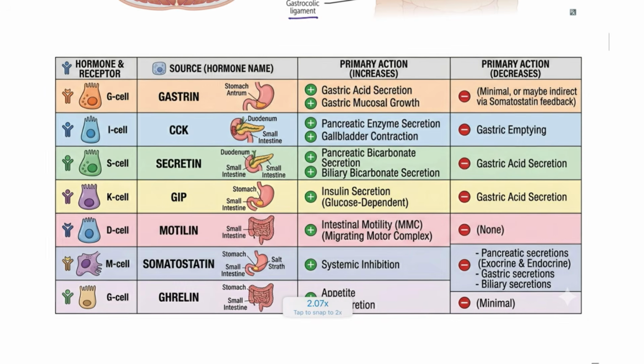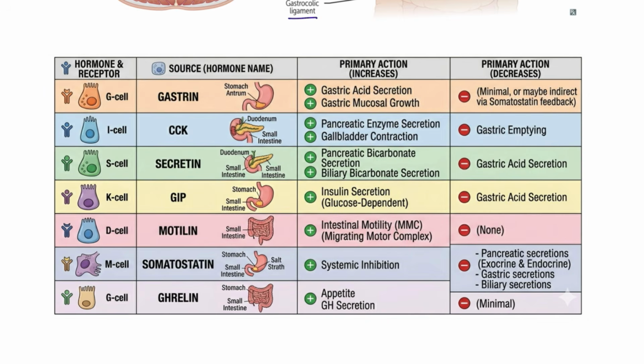Next, gastric hormones. Among the gastric hormones, the most important one is gastrin. Gastrin is important for gastric acid secretion and also gastric mucosal growth, right? And CCK, cholecystokinin, is important for gallbladder contraction and also pancreatic enzyme secretion. Secretin is important for pancreatic bicarbonate secretion and also suppression of gastric acid secretion, right? Those are the main functions of secretin that you have to remember.